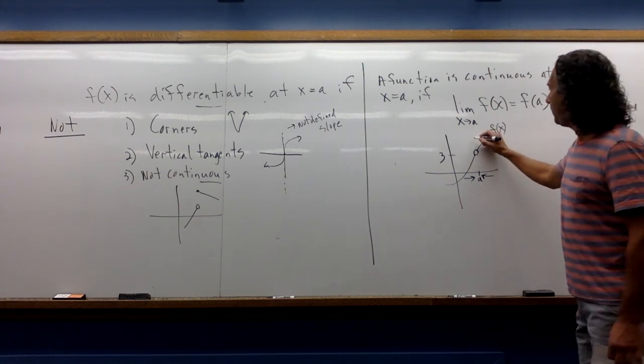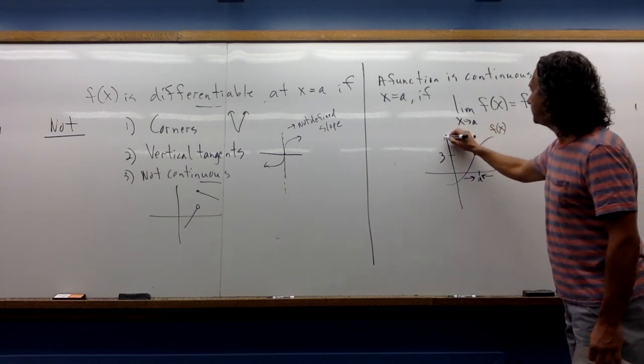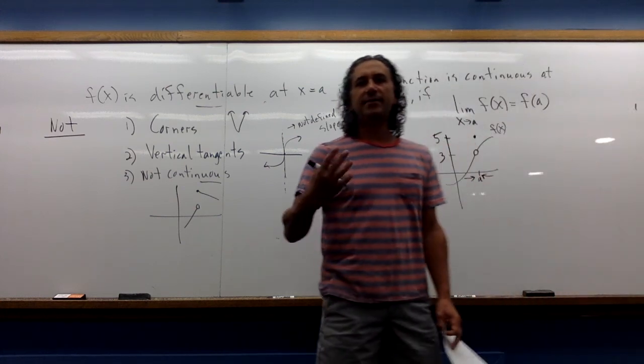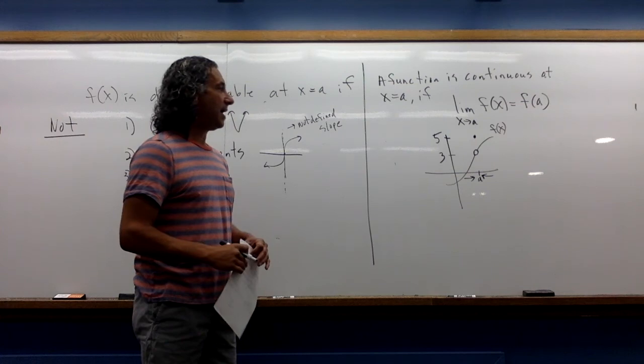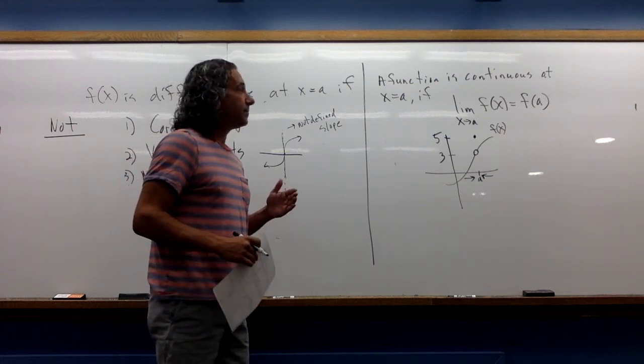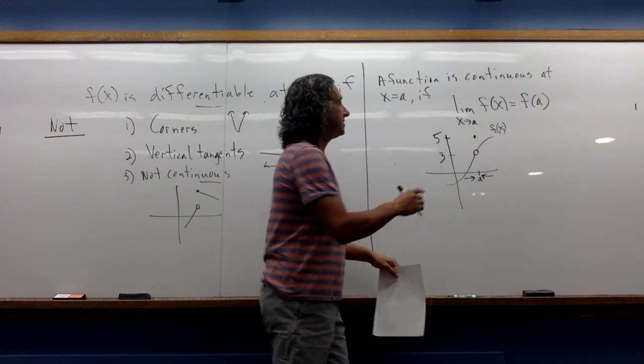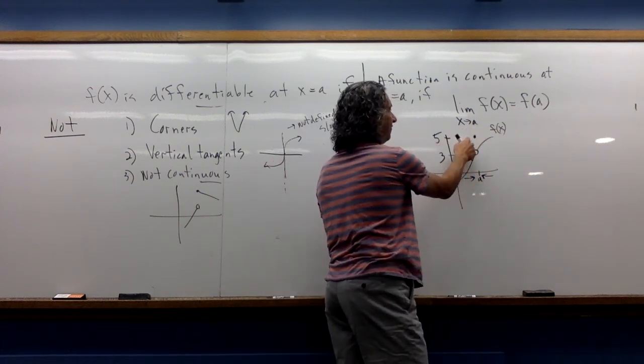As another example, let me put a dot up here. So let's say this is 5. So again, by your pre-calc understanding, this guy is not continuous at that point. And it's also not continuous by the formal definition because f of a happens to be 5 now.